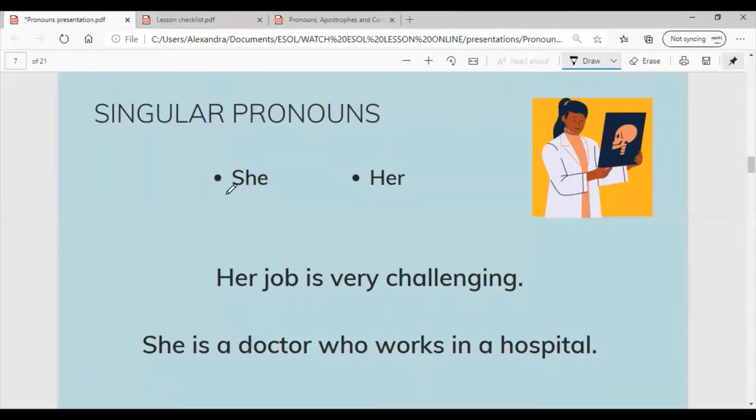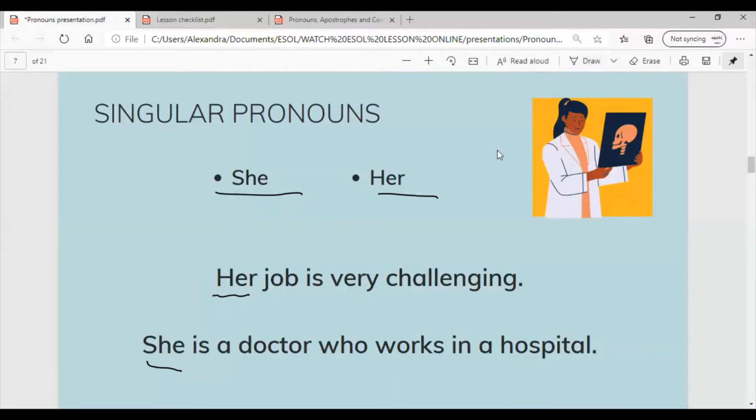And then here's just the example with the singular pronouns, which tend to be female gendered, where you've got her. Her job is very challenging. So the job belongs to her, the same way that the coat belongs to her, and this is a singular pronoun. And then, she is a doctor who works in a hospital. So she is just describing the person. She's a doctor. So she is just this pronoun that you would use to describe her.